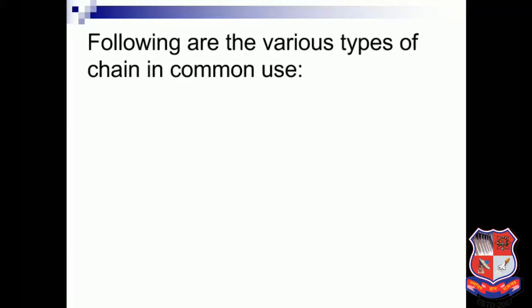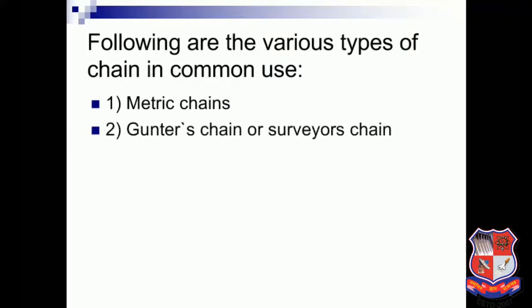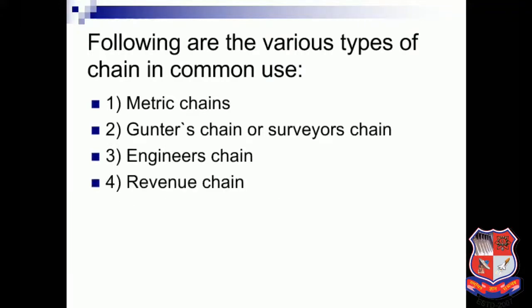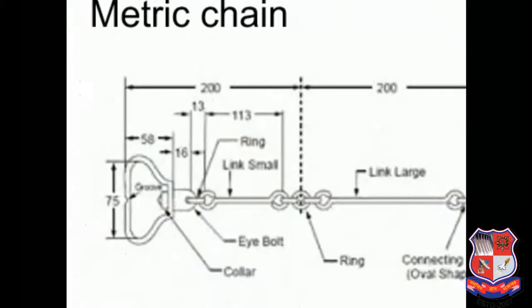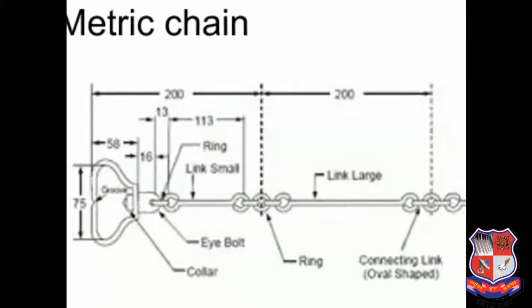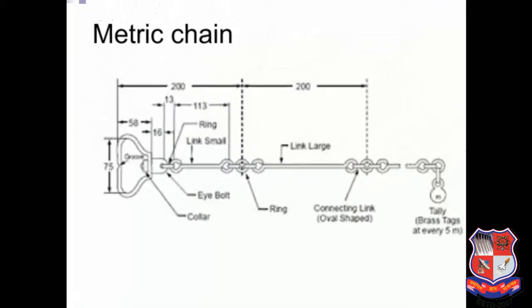The following are the various types of chain which are in common use. One is the metric chain, second is Gunter's chain or surveyor's chain, third is the engineer's chain, fourth is the revenue chain, and fifth is the steel band or band chain. First of all, we will discuss the metric chain. You see the figure of a metric chain. See the handles and rings over here.